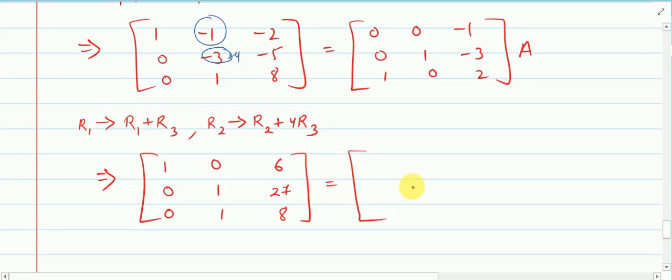Same thing has to be done over here also. So your first row will be R1 plus R3. So 1, 0, and 1. Second row should be R2 plus 4 times R3. So it will be 4, simply 1, and this will be 5, because -3 plus 8, and here 1, 0, 2.